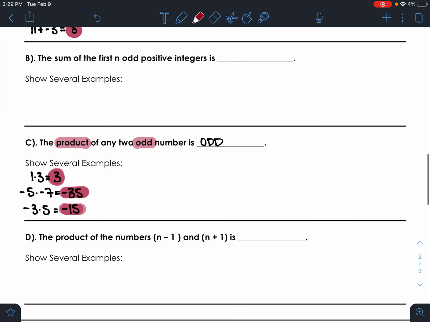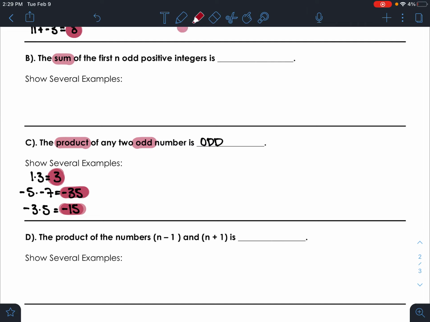They're not always that straightforward. B and D are going to be kind of tough, to be honest, in order to understand what it's saying. So I'm going to do my best to explain the best way to think about this. First of all, it says the sum, so I know that I'm adding something, and it says the first n odd positive integers is.